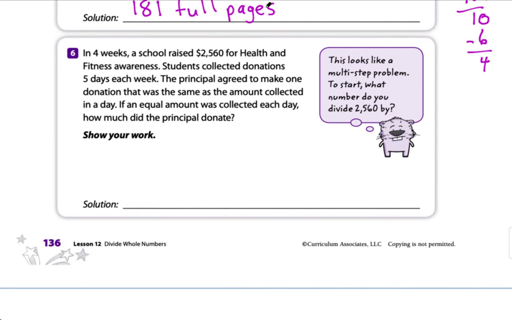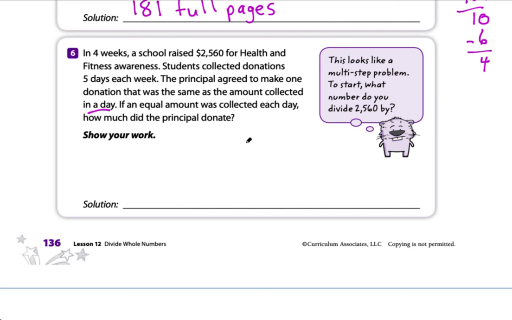All right, last one, number 6. In 4 weeks, a school raised $2,560 for health fitness awareness. Students collected donations 5 days a week. The principal agreed to make one donation that was the same as the amount collected in 1 day. If an equal amount was collected each day, how much did the principal donate?